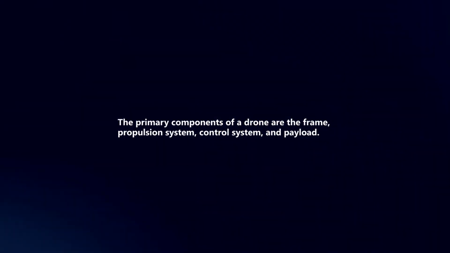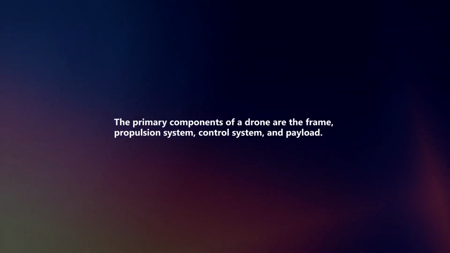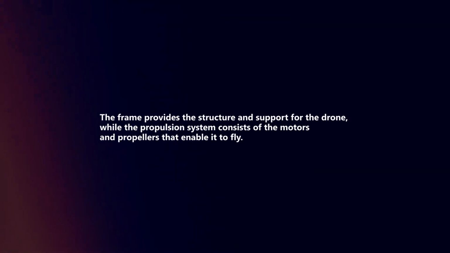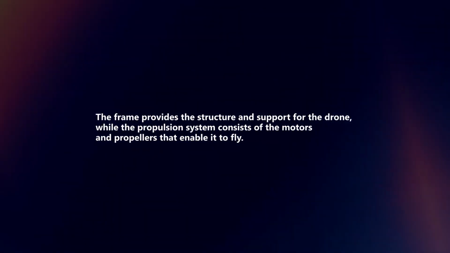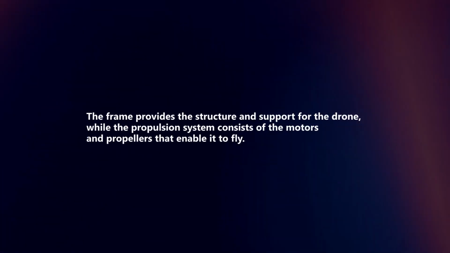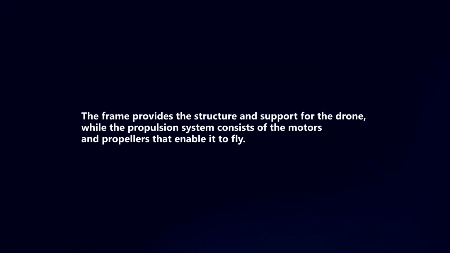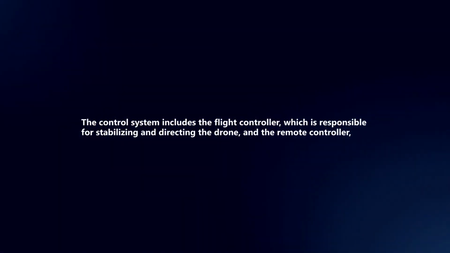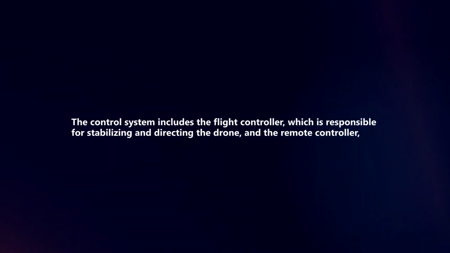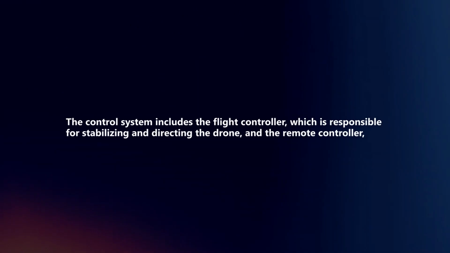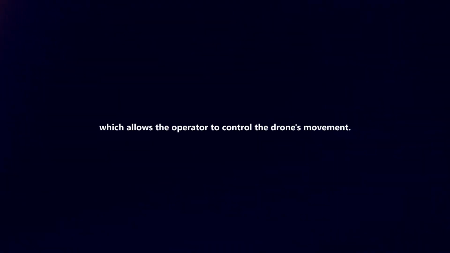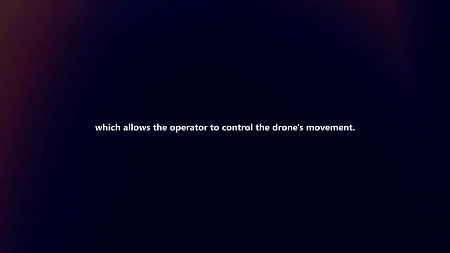The primary components of a drone are the frame, propulsion system, control system, and payload. The frame provides the structure and support for the drone, while the propulsion system consists of the motors and propellers that enable it to fly. The control system includes the flight controller, which is responsible for stabilizing and directing the drone, and the remote controller, which allows the operator to control the drone's movement.